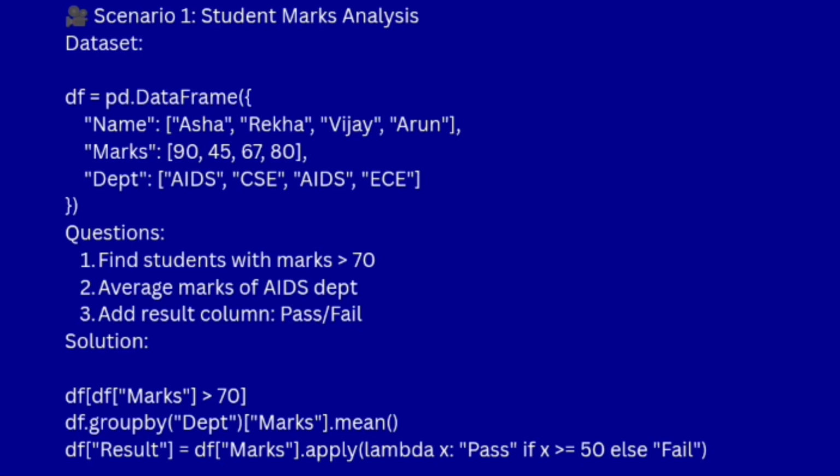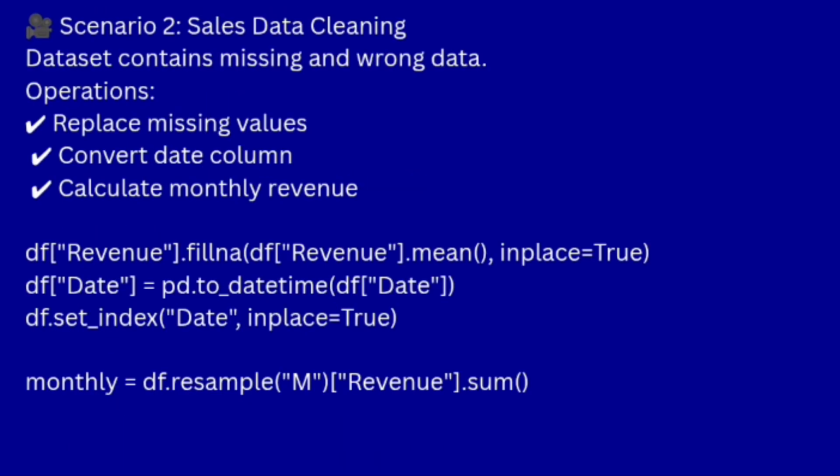So by seeing a scenario based example, you can understand what are the things going on in Python by using pandas and data frames. Okay, next. Here is another scenario for your understanding. In a data set, we need to replace the missing values and convert a date column, and we need to calculate the monthly revenue. Nothing but in sales we need the average at last. So first of all, the sales should not have any missing values. For this, we are using fillna, finding the mean and filling the missing value.